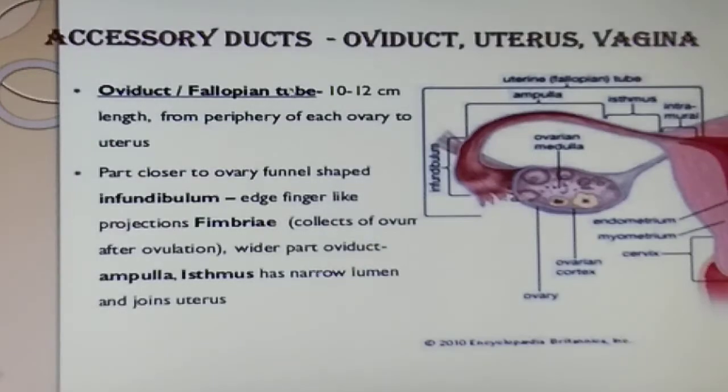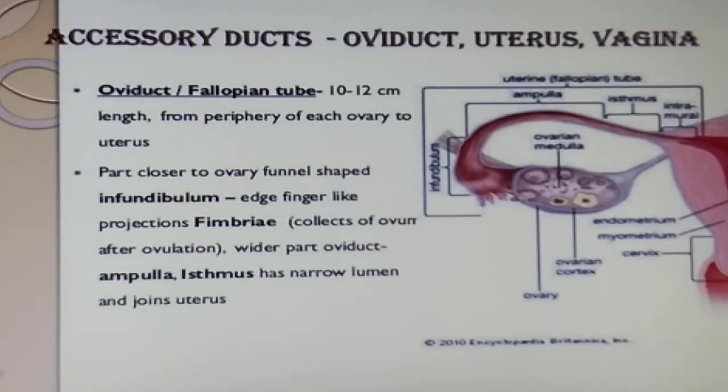Now students, talking about accessory ducts, that is the oviduct, the uterus and the vagina. Talking about the oviduct, which is also known as the fallopian tube, it is 10 to 12 centimeters in length. See students, this one is the fallopian tube. Look here very carefully. This is the fallopian tube, which is also known as the oviduct, which basically arises from the periphery of each ovary to the uterus.